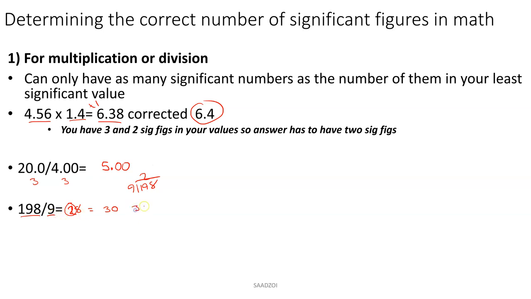And if you want to be on the safe side, you can also write 3 times 10 to the first, which also only has 1 sig fig. All I did was move the decimal point once to the left, making sure I only have 1 sig fig like my answer is supposed to, and I'm done.